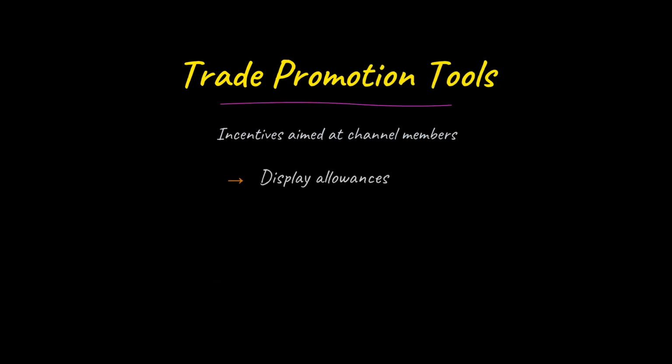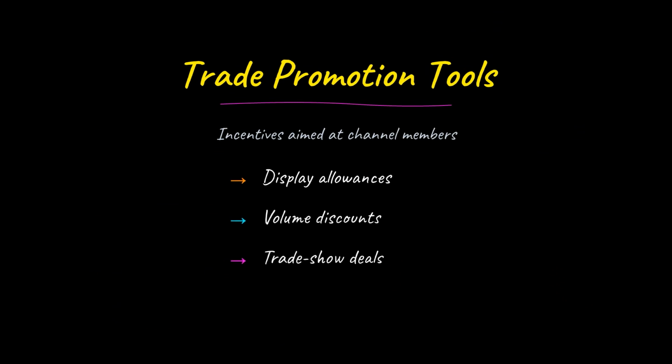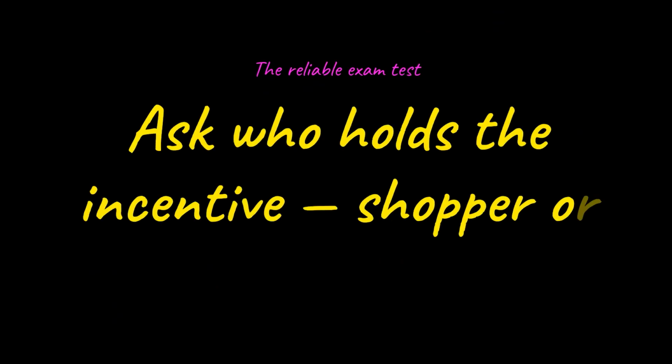Trade promotions use tools like display allowances, volume discounts, trade show deals, and point-of-purchase support. These persuade retailers and wholesalers to stock, feature, and actively push the product to customers. The exam trap is reading any discount as a consumer offer. Always ask who holds the incentive. If it goes to shoppers, it is a consumer promotion. If it goes to retailers or wholesalers, it is a trade promotion, regardless of how it eventually affects the shelf price.